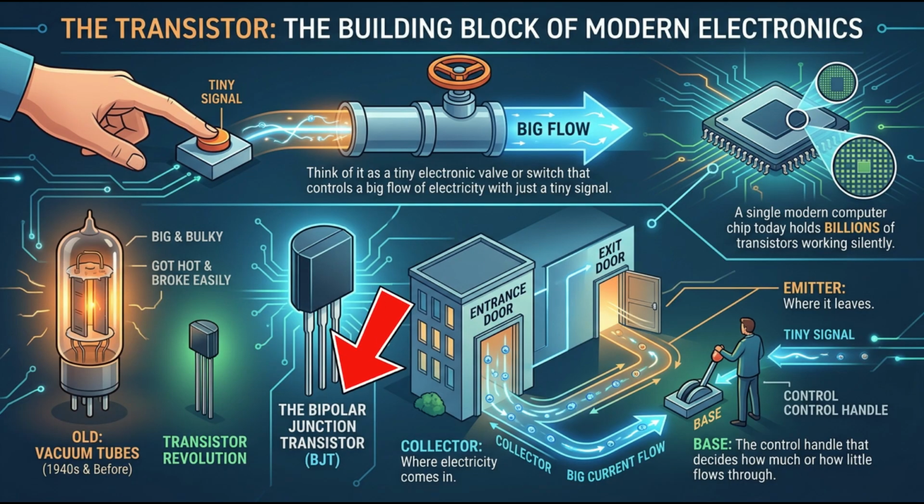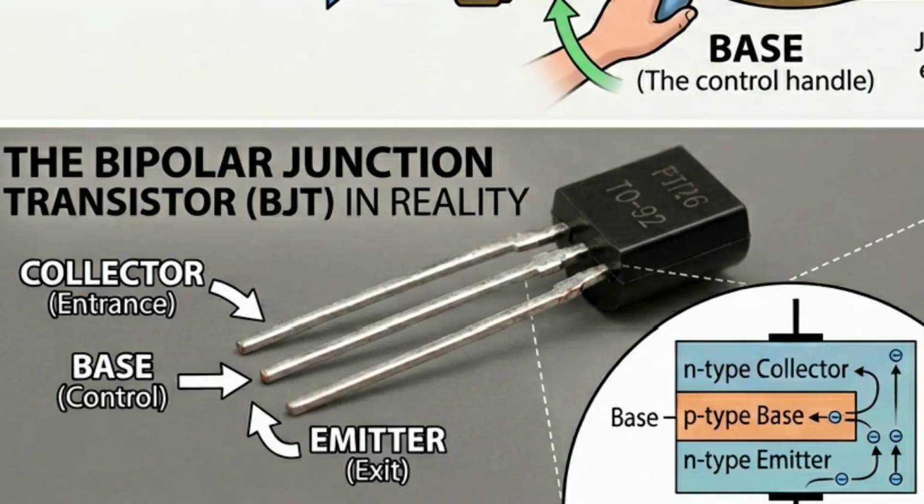The most common type is called a bipolar junction transistor, or BJT for short. It has three legs or pins, named the collector, the base, and the emitter. Think of the collector as the entrance door, where electricity comes in, the emitter as the exit door, where it leaves, and the base as the control handle that decides how much or how little flows through.